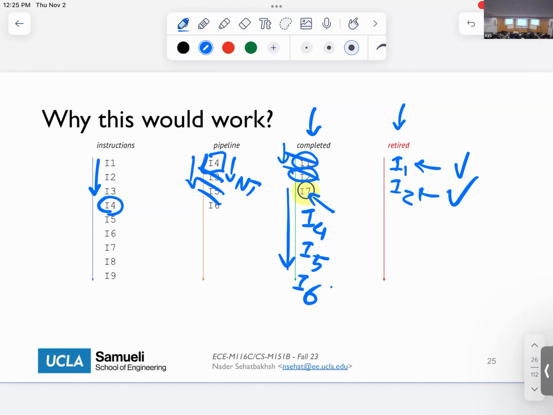Okay, question: do you need to flush out the entire buffer, or could you get away with flushing only what comes after? Yeah, these are minor optimizations that you can do. For example, if in this complete stage I had I3 and I7, and I'm supposed to flush things from I4, then I can probably keep I3 and just flush I7. That you can do, yes.